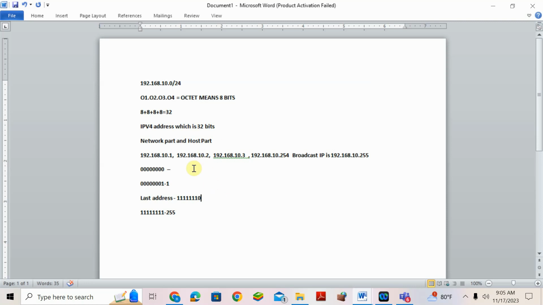Now, the network prefix means how many bits are given for the network. In IPv4 addresses we have different types of classes: class A, class B, class C, class D, class E.